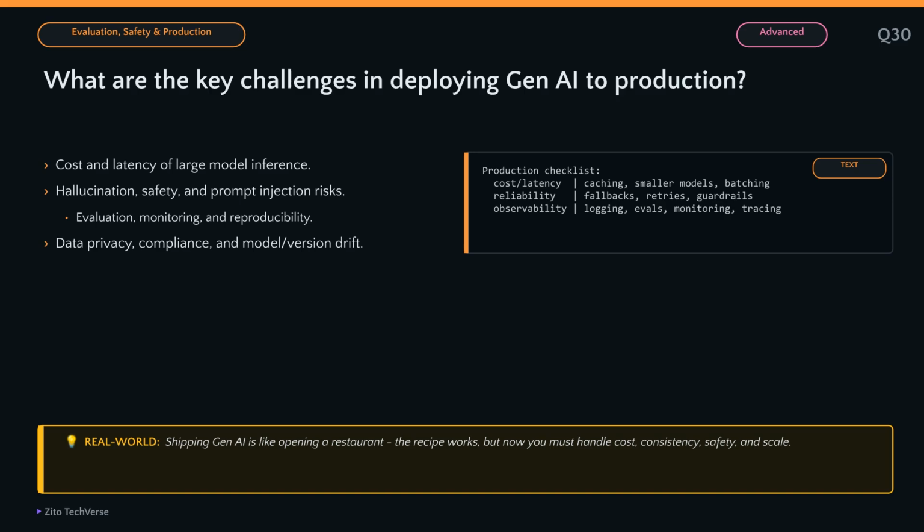Question 30. What are the key challenges in deploying generative AI to production? Beyond the demo, you face high costs, latency, reliability issues like hallucinations, and data privacy compliance. Successful production requires rigorous monitoring, observability, and robust fallback mechanisms.